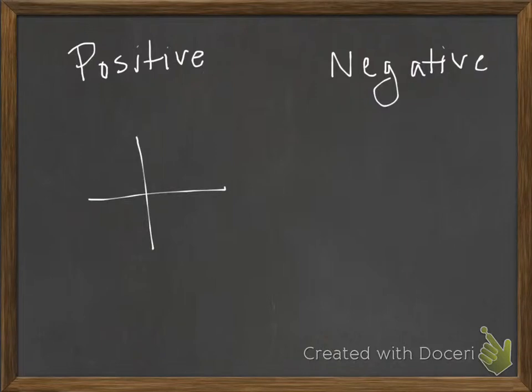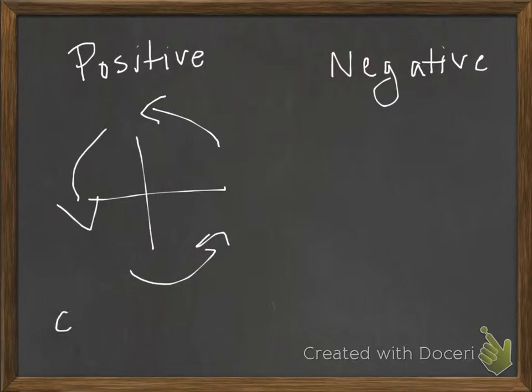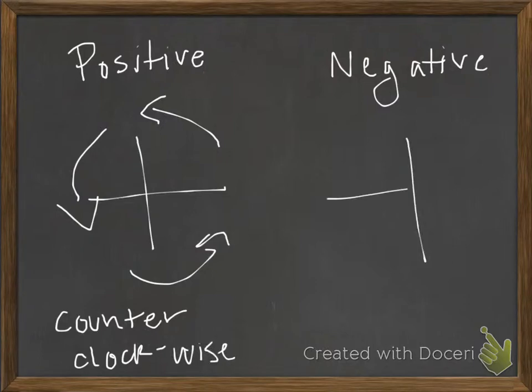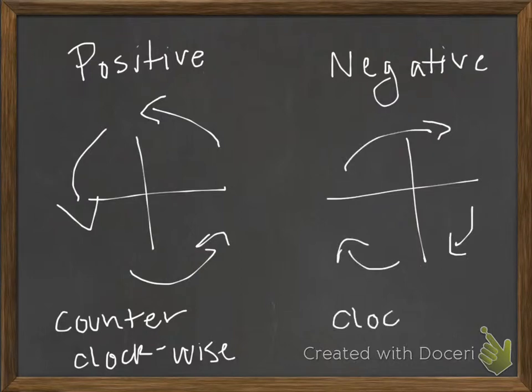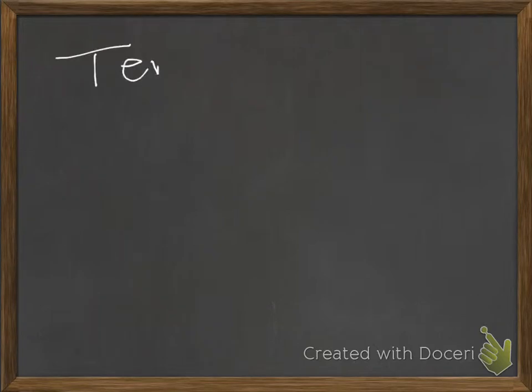So a positive angle travels counterclockwise. Whereas a negative angle will travel clockwise. So we're going to discuss the basics of how to graph angles, and the basics can be applied to both. The key thing you need to remember is which direction you travel around the axis if you're positive versus negative. So the next thing I want to talk about is just some terminology that you're going to need.